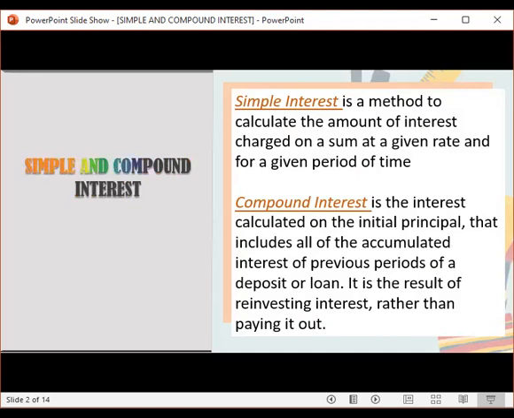So what is the difference between simple and compound interest? Simple interest is based on the principal amount of loan or deposit, while compound interest is based on the principal and interest. So that is the difference between the two.